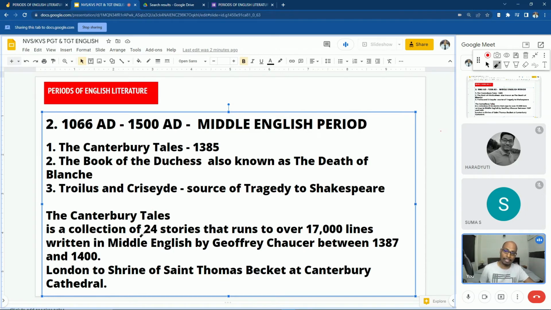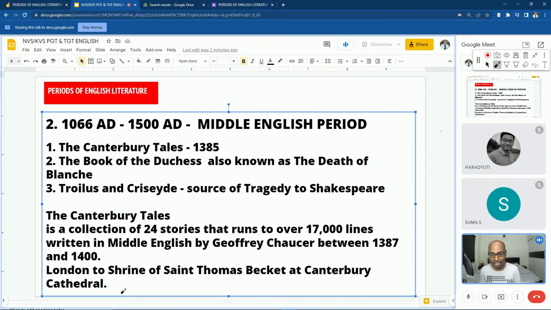And what is the journey in the Canterbury Tales? It is a journey from London to the Shrine of Saint Thomas Becket at Canterbury Cathedral. So in this Canterbury Tales, Geoffrey Chaucer portrays different persons when they started the journey from London to the Shrine of Saint Thomas Becket. And where is it located? It is located in the Canterbury Cathedral.